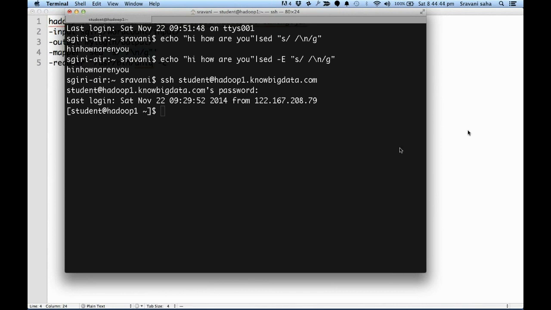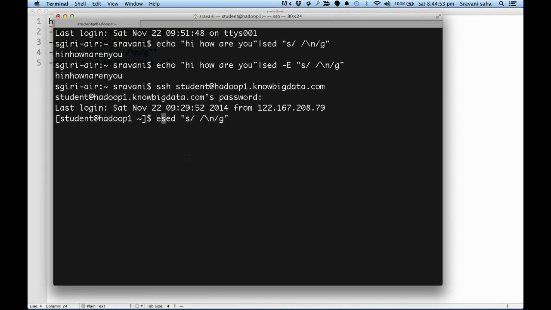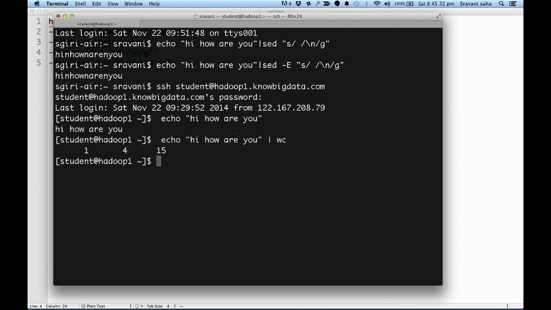Is the terminal clear to all of you? Can you see the terminal or should I increase the font further? Now, what does it mean when we pipe something? Those who are not very comfortable with Unix, let me just explain. Echo hi, how are you, just gives out the whole string to the standard output. If you put a pipe here, the pipe sends the output to another program. Here you can put other commands like word count. If you say word count, then word count will do its job.